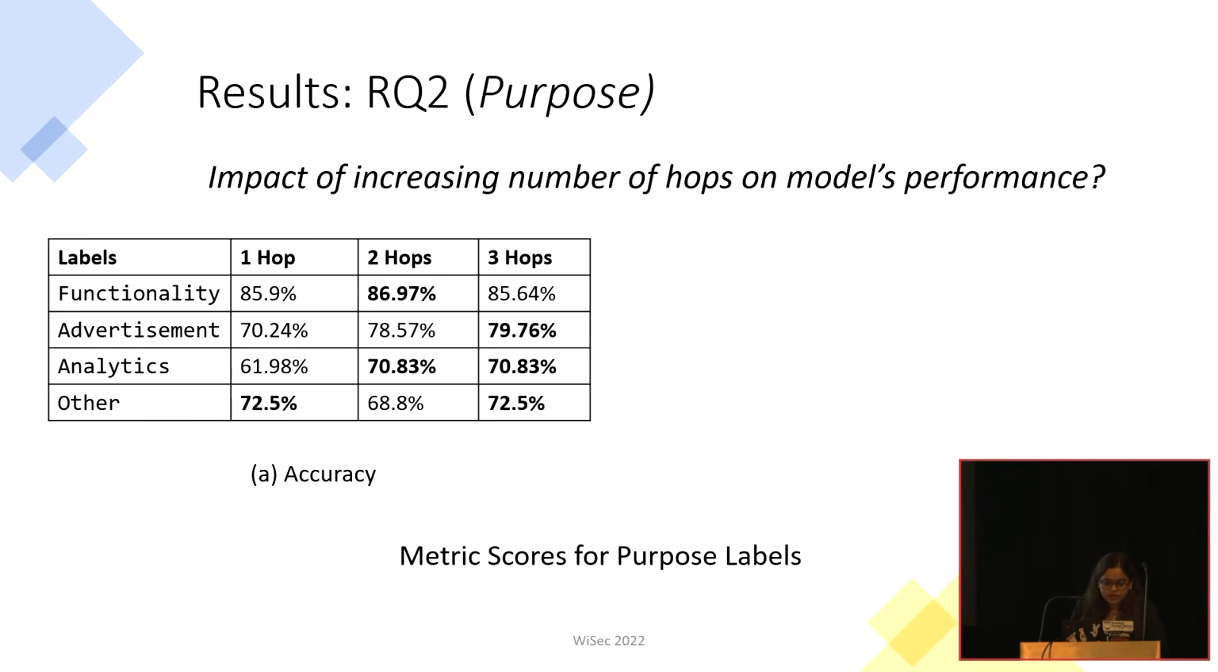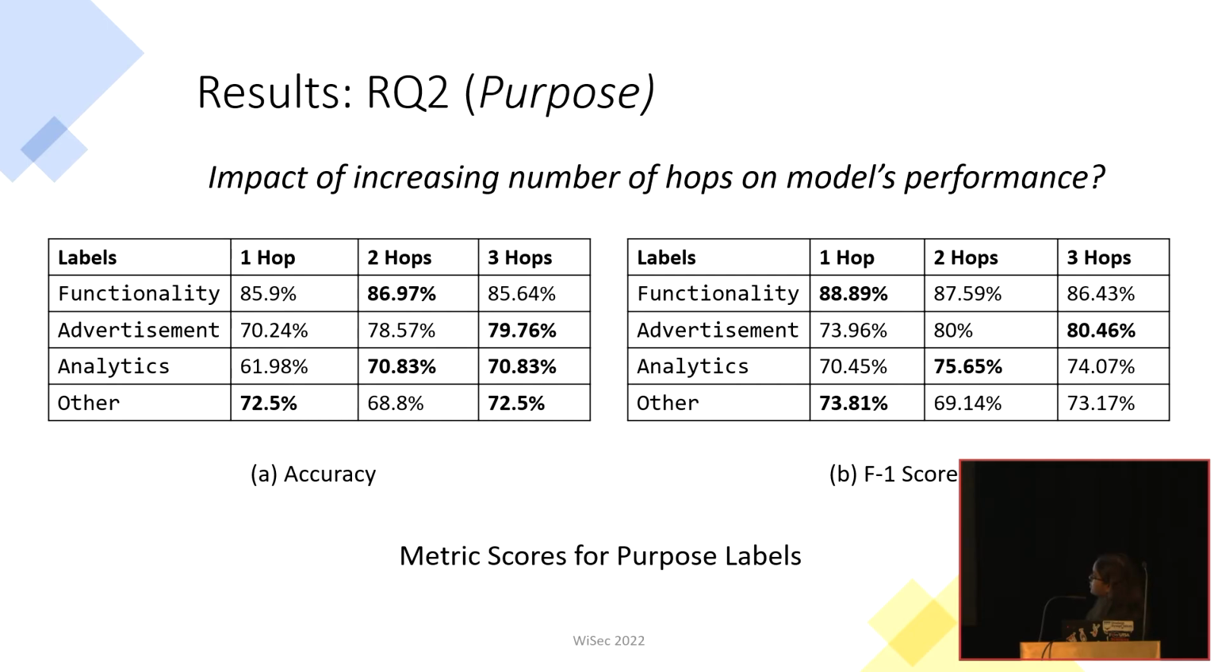For purpose, this is the result for the purpose labels, and we can see that we are getting pretty good accuracy for functionality, and that is 86.97% in the second hop. The accuracy slightly decreased in the third hop. So one of the reasons could be that functionality is basically the first party code segment, so they might have used this information within the first two hops.